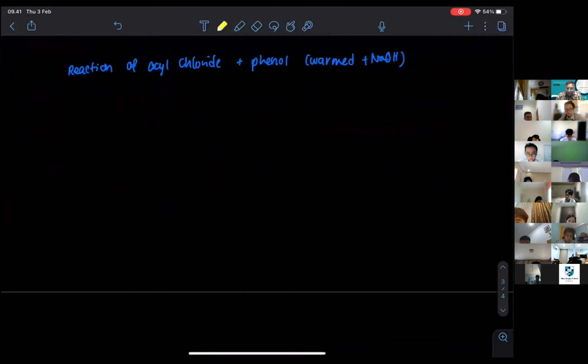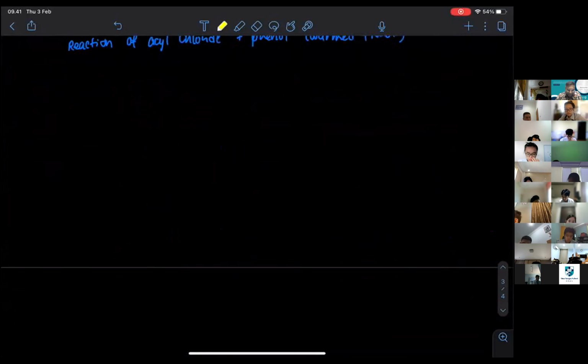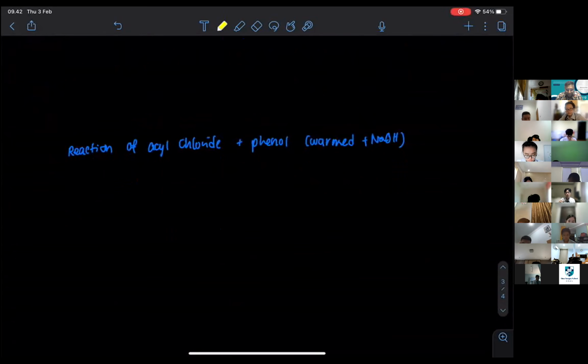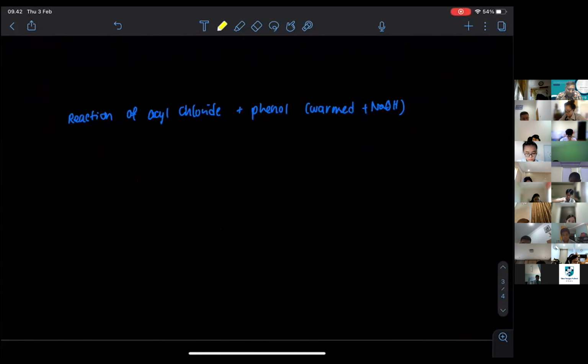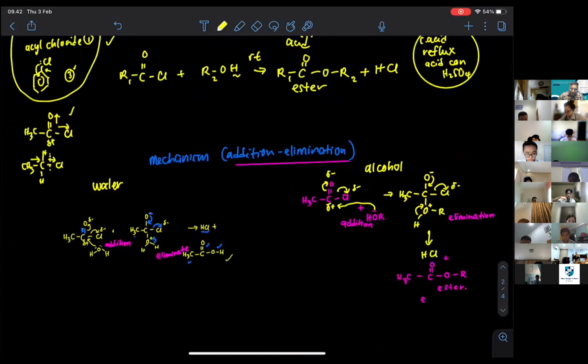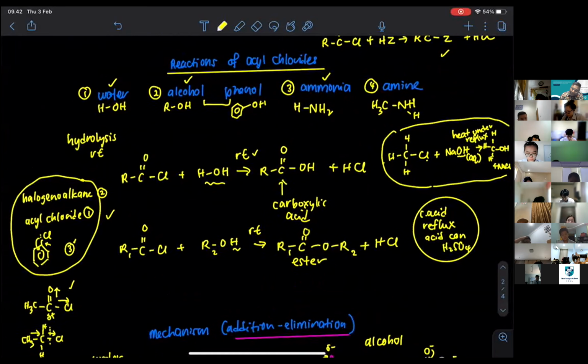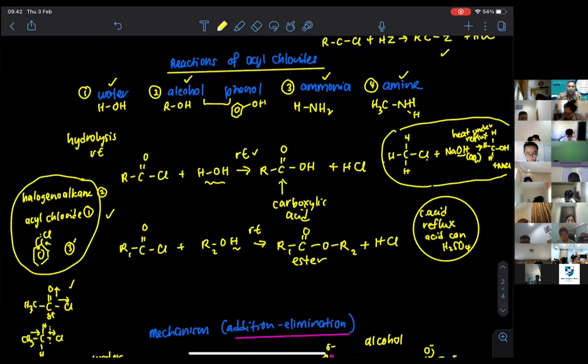Now, reaction of acyl chloride plus phenol. This one also I went through with you. We know that acyl chloride can react with 5 things. Water, I showed you the mechanism. Alcohol, I showed you the mechanism. Ammonia, you did the example the other day. Amine, if you know about ammonia, you know about amine. So the only thing left is phenol.